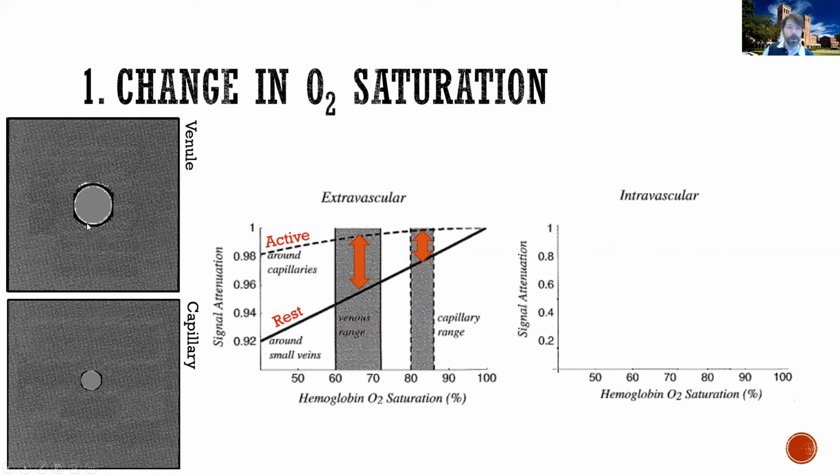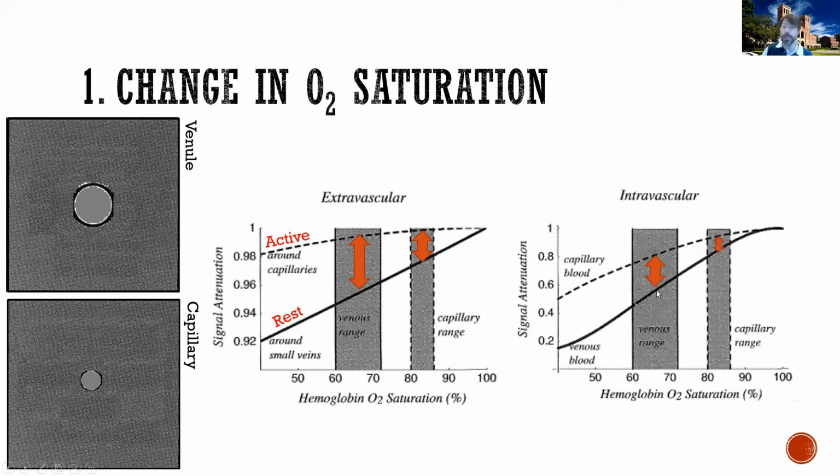And if you were to look at inside the blood vessel, so here there's plenty of oxygenated and deoxygenated hemoglobin, the idea is exactly the same, but the change is just much, much larger. Look at the scale. So for capillaries, we're going from maybe a 20% reduction in how much faster protons dephase when they are at rest, when there is no increase in oxygen saturation.